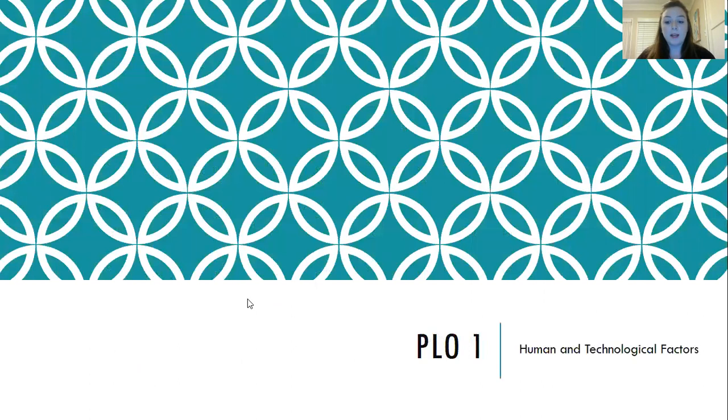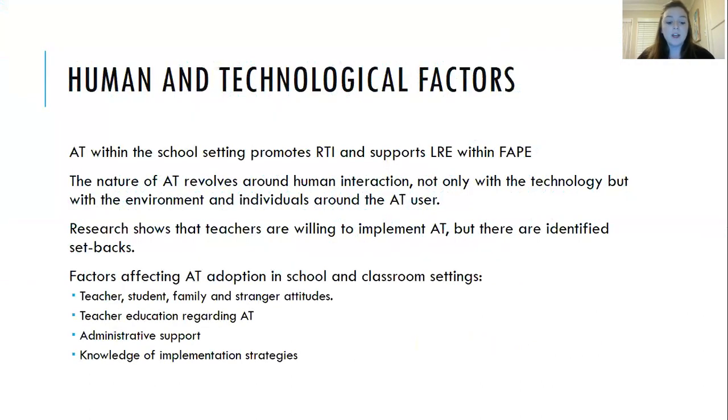So PLO 1, human and technological factors. Within a school setting, assistive technology really promotes response to intervention and least restrictive environment. The nature of AT really is based upon human interaction, and not just an AT user reacting with their technology. It also involves the environment reacting to their technology, as well as other individuals that come in contact with them. In general, the research that I found showed that teachers are really willing to implement assistive technology on the whole, but there are a lot of identified setbacks.